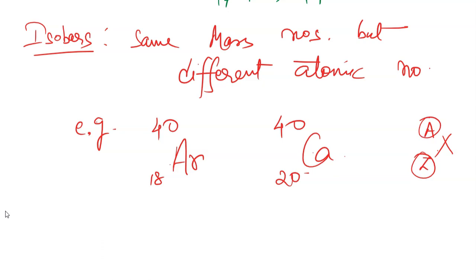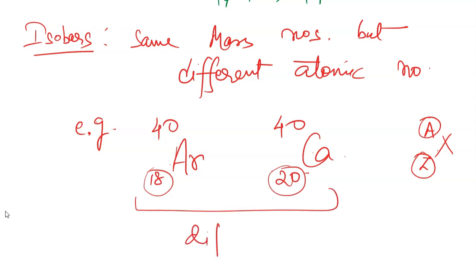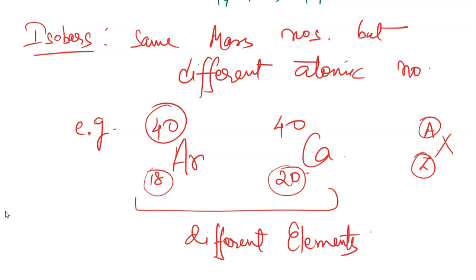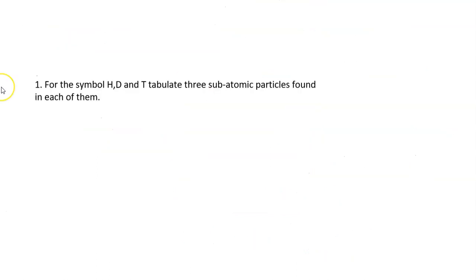So argon and calcium have different atomic numbers and that's why they are different elements, and they have the same atomic mass or mass number. Let us write this one. For the symbols H, D and T, of course they are the symbols of hydrogen isotopes. H is the symbol for protium, that means 1H1. D is the symbol for deuterium, that means 1H2.